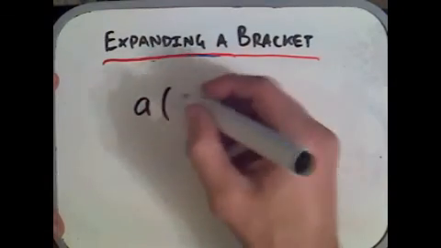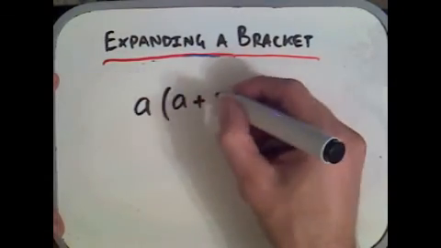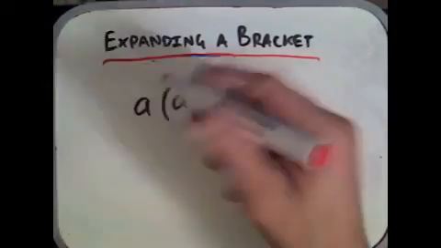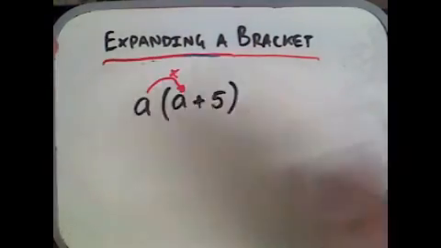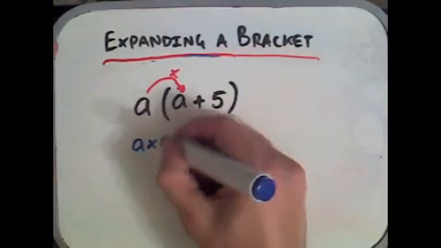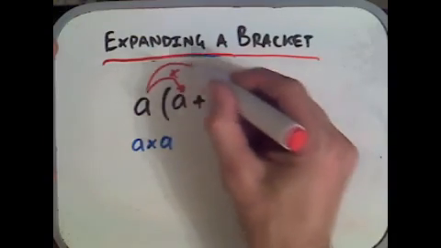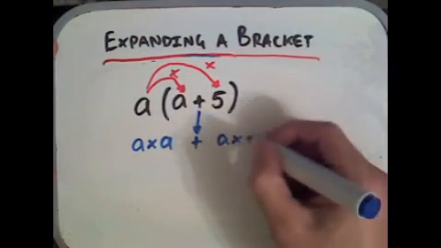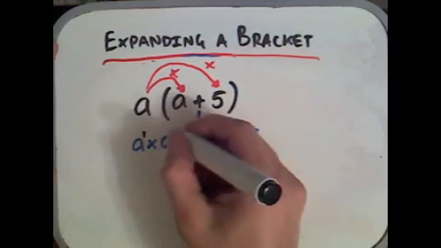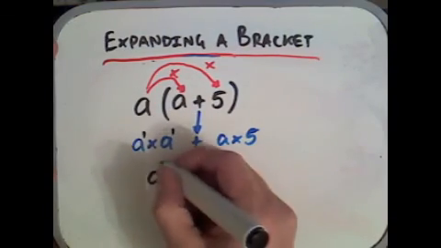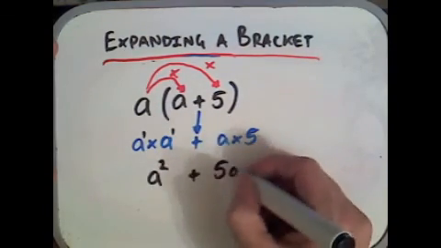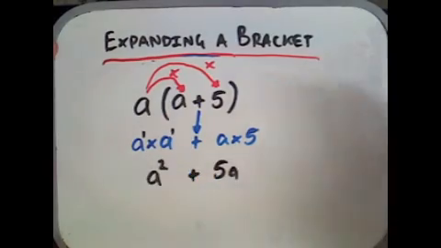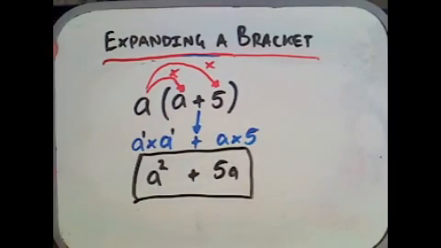Okay, so let's look at another example here of a bracket a plus 5. Alright, so let's expand this out. a times a. Now that's going to give us our a squared, remembering that we add those indices there, and we have plus a times 5. So a times a gives us our a squared, plus a times 5 gives us our 5a. There we go, we follow the same rules there.